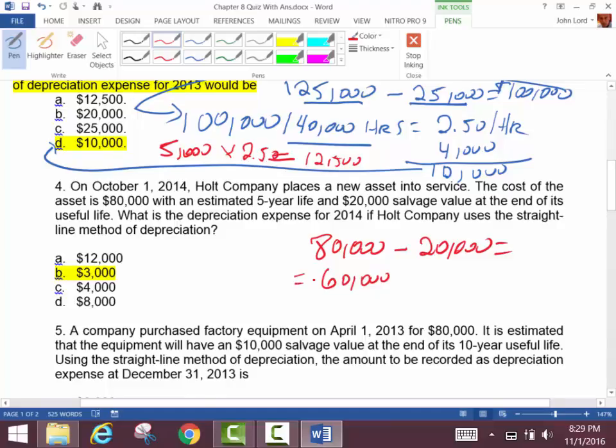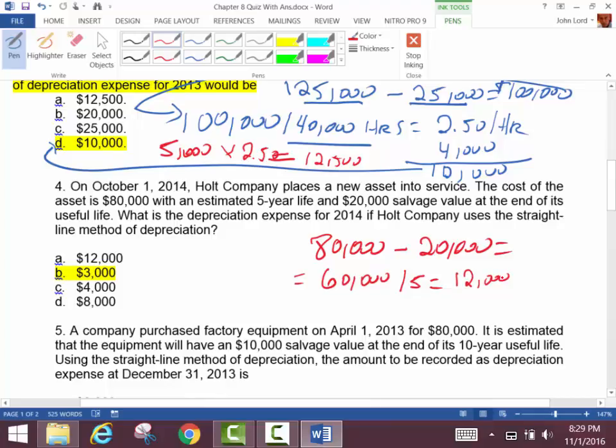Now what? 20% for the 5-year life? Okay, do you mind if I divide it by 5? Okay, that gives me what? 12,000. Is that the answer? No, 12,000 is not the answer.